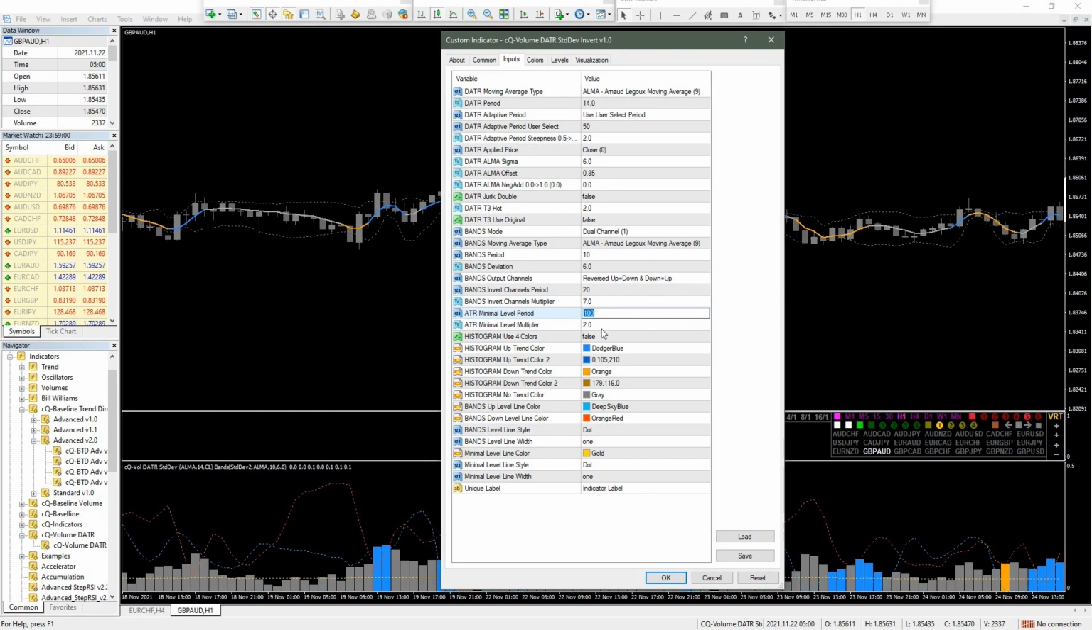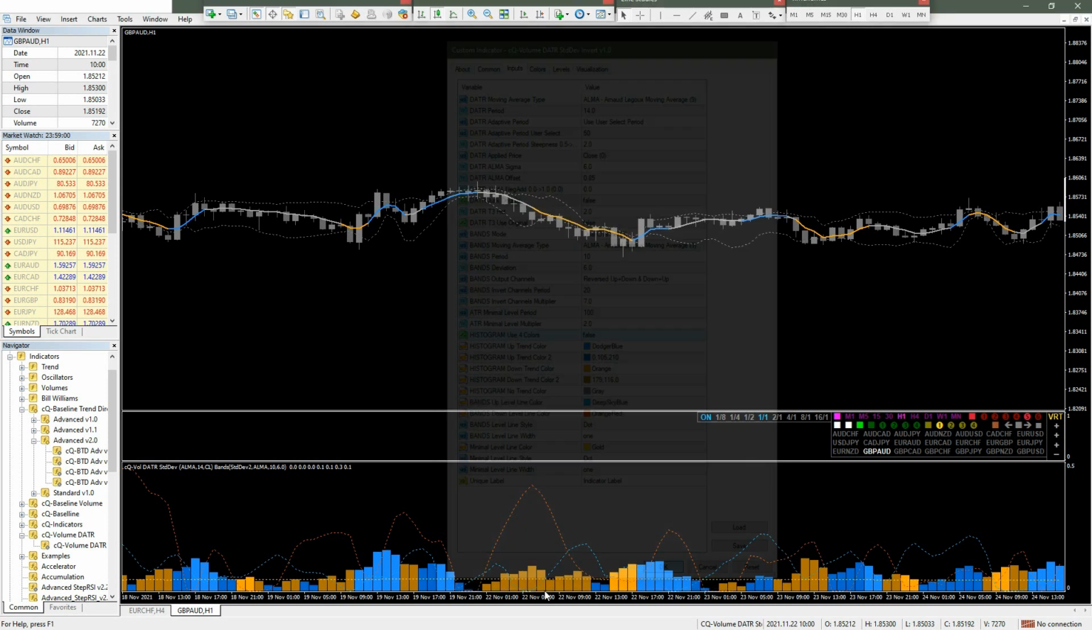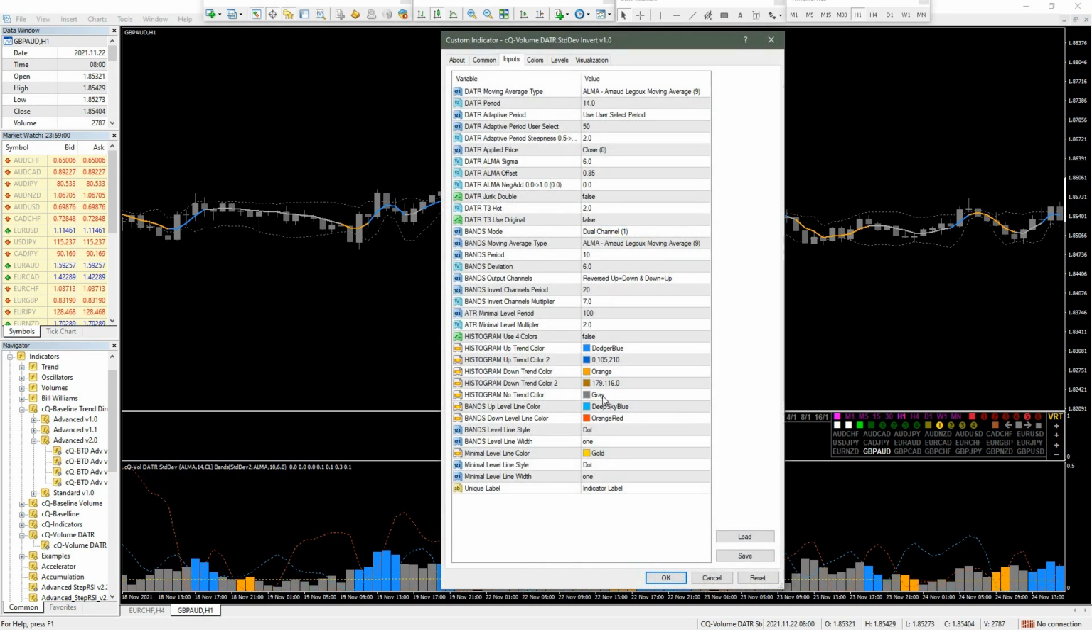This is the minimum level. It's not normalized, so this too has no correlation with these values over here. I just had to pick a number, and it works across the time frames because it's just using the ATR of the candles, so it will remain consistent across them all, but the number doesn't mean anything. And if you use this histogram with 4 colors, it will use these 4 colors. Or you can go back to false and have it set to gray right here.